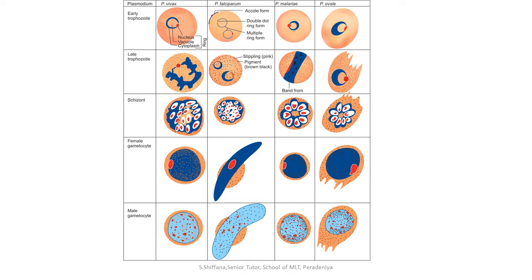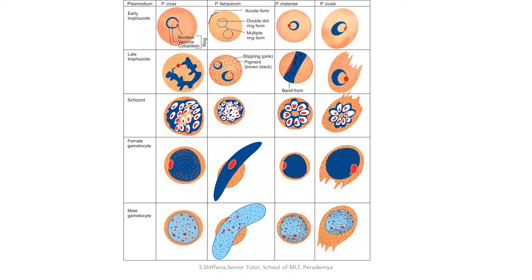From the entry of the sporozoites to the rupture of the merozoite schizont in the liver cell, up to this point we call it the exo-erythrocytic cycle, or liver cycle. After rupturing, the merozoites are released and enter the RBC. This cycle we call the erythrocytic cycle. Here we can see some morphological changes. The merozoite enters the red cell and becomes a ring shape.